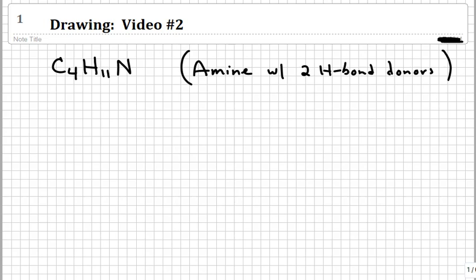Alright, so video number 2, we have a formula C4H11N. And I need you to draw me a legitimate structure that is an amine that has 2 hydrogen bond donors. So this is just carbon, hydrogen, and nitrogen. Your guide to drawing molecules tells you that nitrogen loves to form 3 bonds and have 1 lone pair. That's the rules for now, and that's what we're going with. Okay? So when I ask you to draw an amine, I think you should start with this framework.